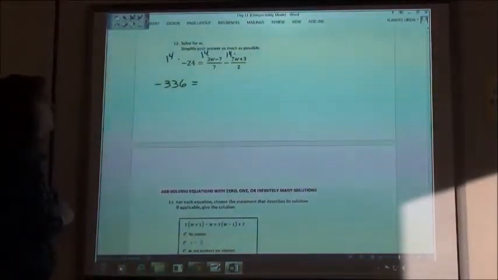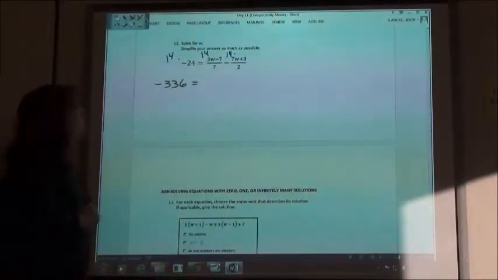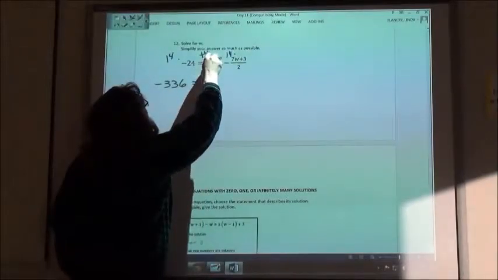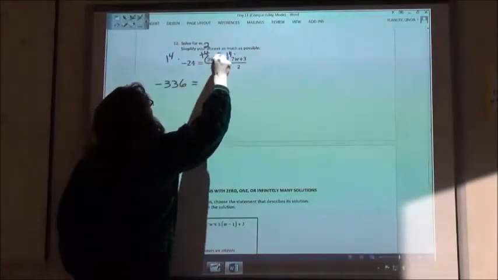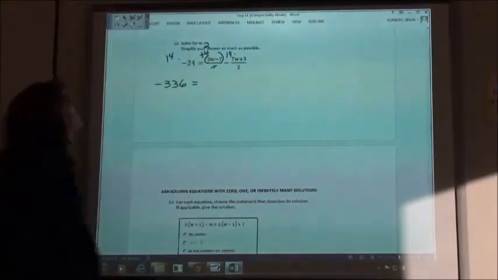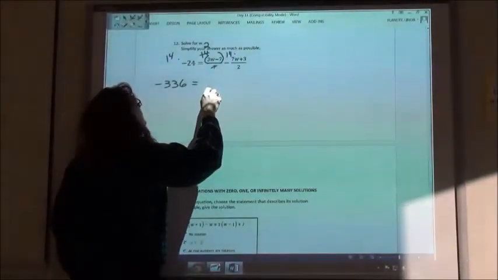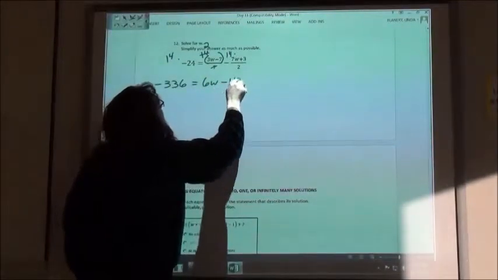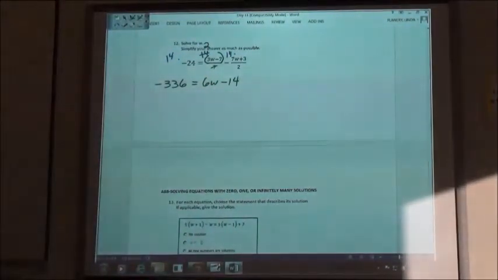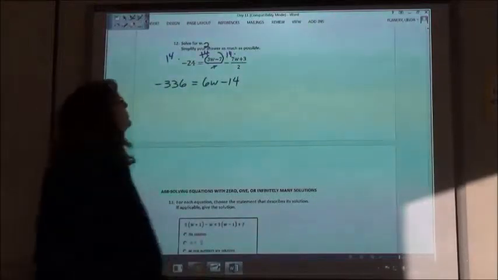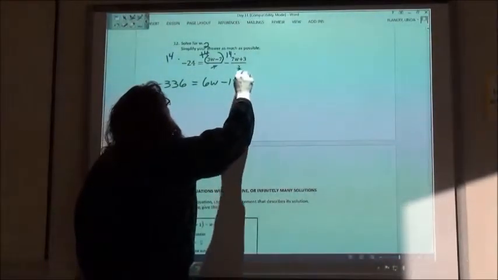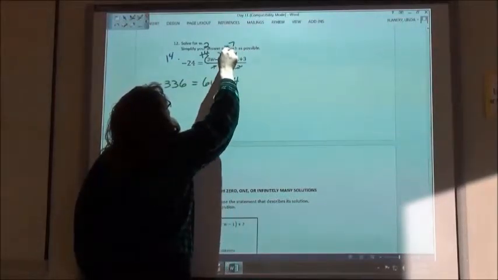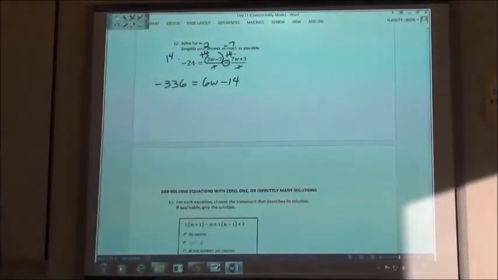Okay, then we're going to divide. 7 goes into 14 twice. So 2 times the top of that is 6w minus 14. Actually, that's going to be 7: 2 goes into 14 7 times, but there's a minus in front, so we want to think of it like a minus 7.